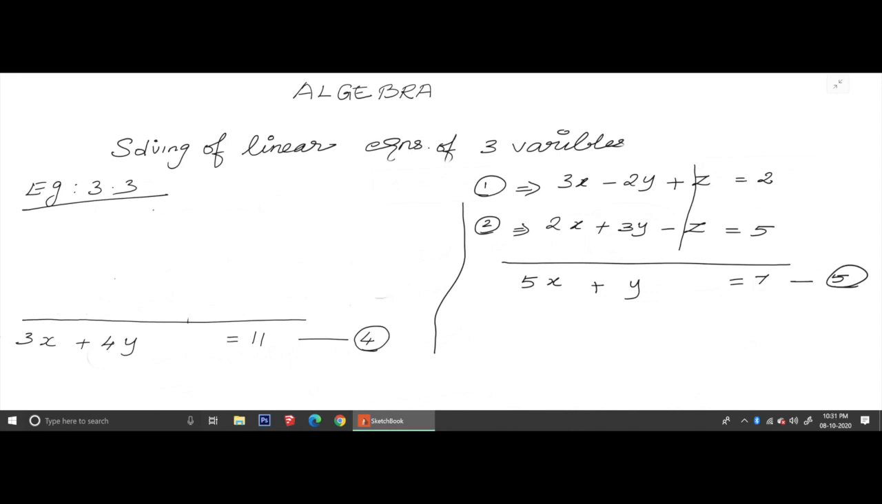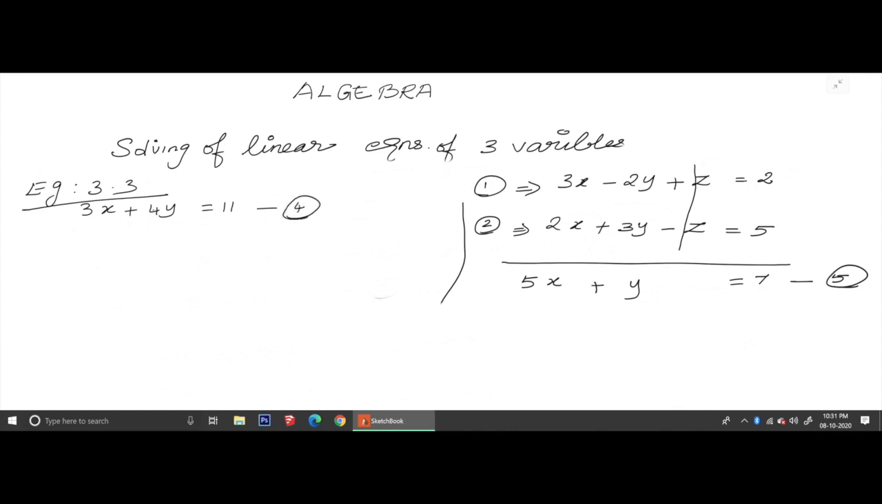And now you can continue, ma. Since I don't have space, I am taking this step to the above one. That is 3x plus 4y is equal to 11 will be your equation number 4. Okay, just I'll copy it to the top and I'll continue. And here, now we have to solve this equation. We have got two linear equations, isn't it? Now we are going to solve both the linear equations, that is 4 and 5. In the fourth equation you are having 3x plus 4y is equal to 11, and in the fifth equation you are having 5x plus y is equal to 7.